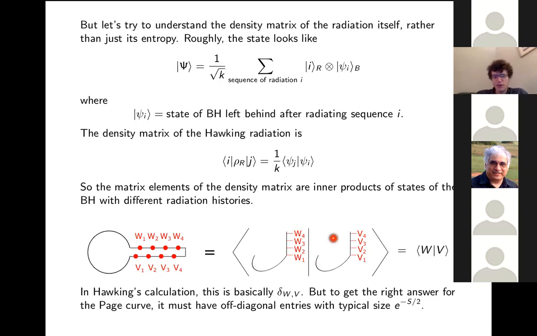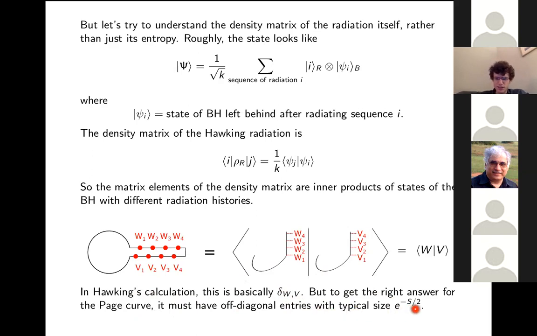So that's the type of inner product that we need to compute in order to compute the density matrix of the Hawking radiation. And on later slides, I'm going to refer to this just as the inner product of state W with state V. So W and V correspond to two different histories of Hawking radiation. In Hawking's calculation, this inner product would be essentially diagonal. But to get the right answer for the Page curve, there must be off-diagonal entries with typical size e to the minus S over 2.